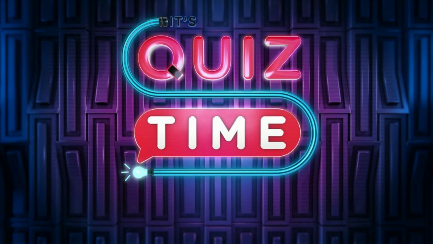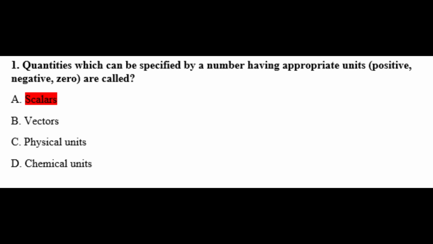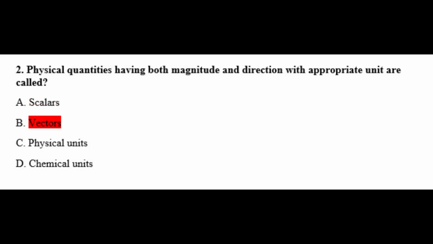अब हम अपना टेस्ट लेंगे और देखेंगे कि हमने आज के एपिसोड से क्या सीखा. Question number 1, quantities which can be specified by a number having appropriate units, positive, negative or 0, are called A. Scalars, B. Vectors, C. Physical units, D. Chemical units. The correct answer is A. Scalars. Number 2, physical quantities having both magnitude and direction with appropriate unit are called A. Scalars, B. Vectors, C. Physical units, D. Chemical units. The correct answer is B. Vectors.